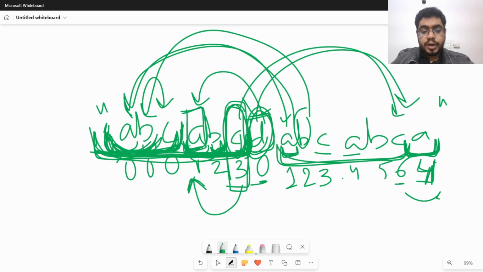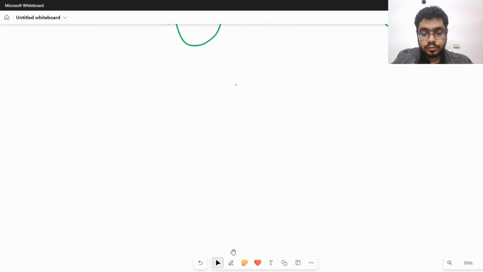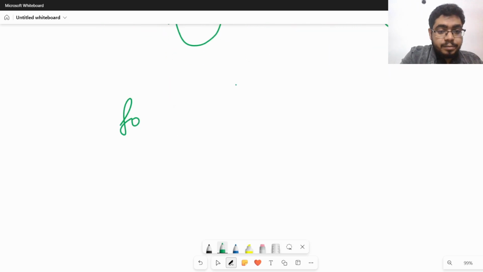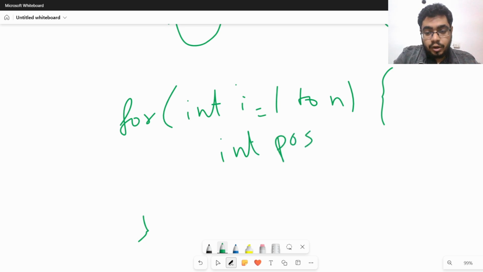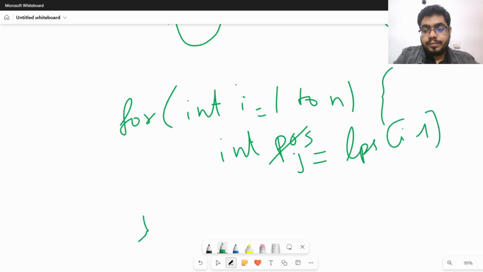Okay, let me put it in terms of code as well. So how will we go about it? I'll run a loop same as before, I equal to 1 to n. First thing that I do, I try to find which character I need to match. For that, I look at I minus 1's LPS. So if LPS of I minus 1 is 5, I need to look at the fifth position only. So I'll say the position to be matched, let's call it J for simplicity, is LPS of I minus 1.